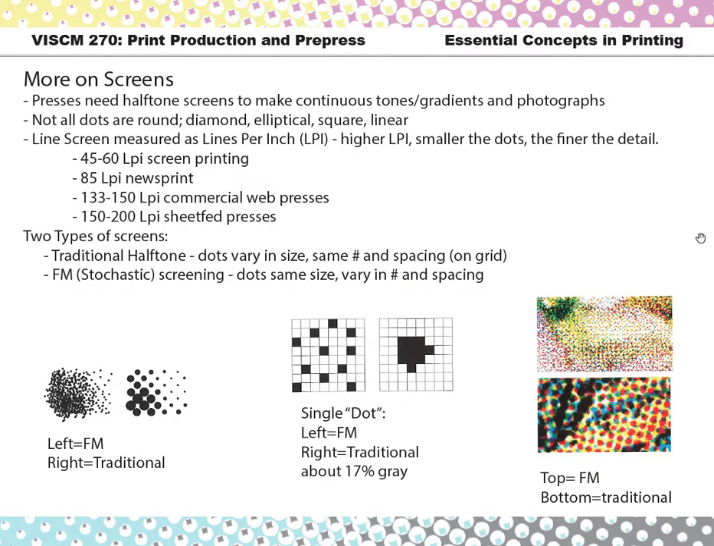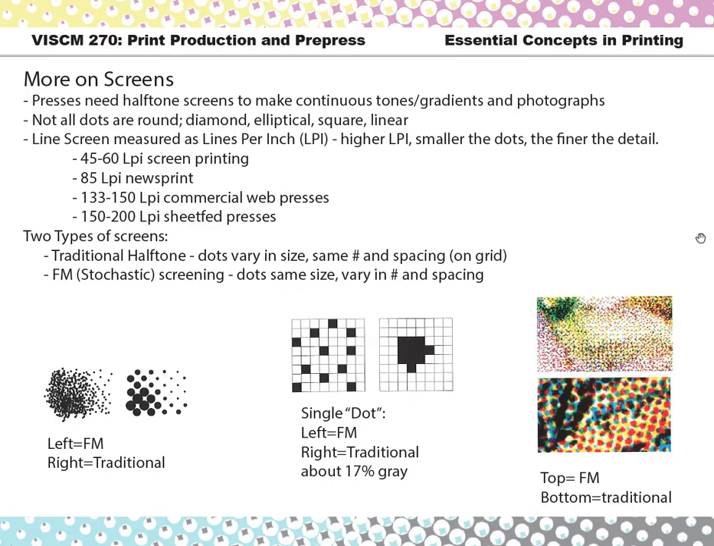Just some more about screens. As I said, a printing press needs halftone screens, halftone dots and screens to make these photographic reproductions. Sometimes the dots aren't always round. They can be diamond shaped or elliptical or square or linear, but they're generally arranged on a grid. But there's an exception to that too.